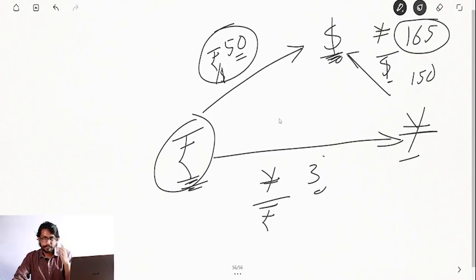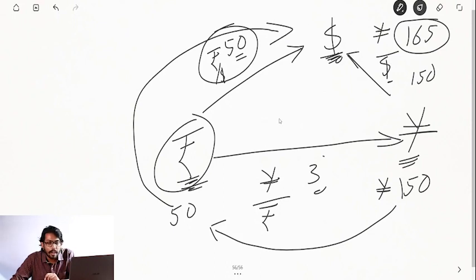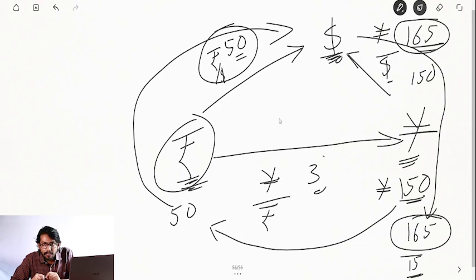How can you correct it? You cannot correct it, but you can exploit it. Pay attention. What can you do? Suppose you have 150 yen. Convert that to rupees. 150 yen can be converted to 50 rupees. 50 rupees can be converted to $1. And using this exchange rate, $1 can be converted to 165 yen. See, you started off with 150 yen, but you have ended up with 165 yen. 15 yen you have a profit.